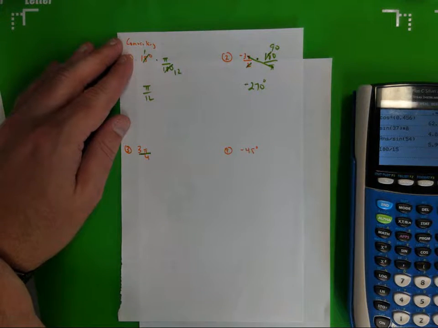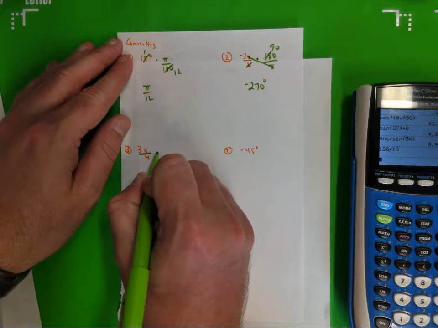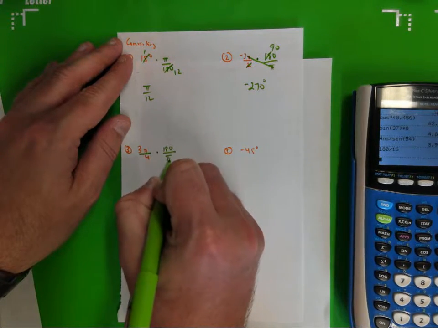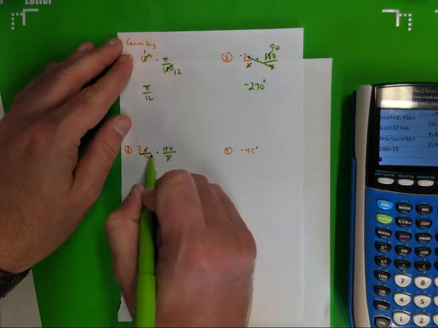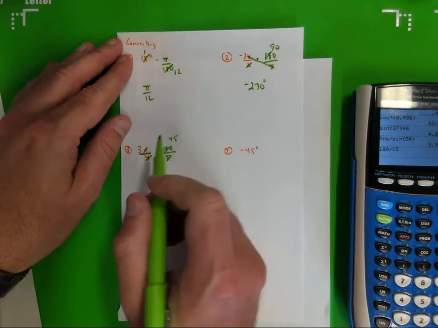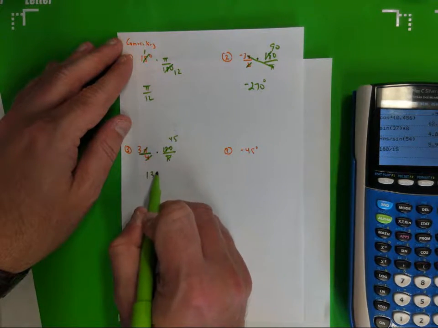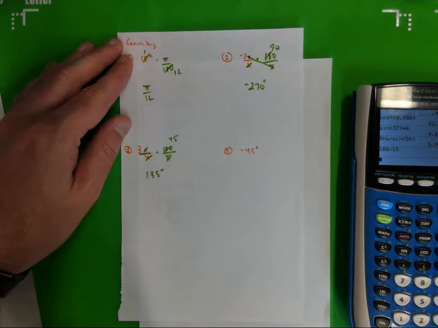Three pi over 4. I want to go from radians to degrees. I'm going to multiply by 180 over pi. Pi's cancel out. 4 goes in 180 45 times. 3 times 45 is 135 degrees. Do y'all get the hang of that? Do I need to do another one?